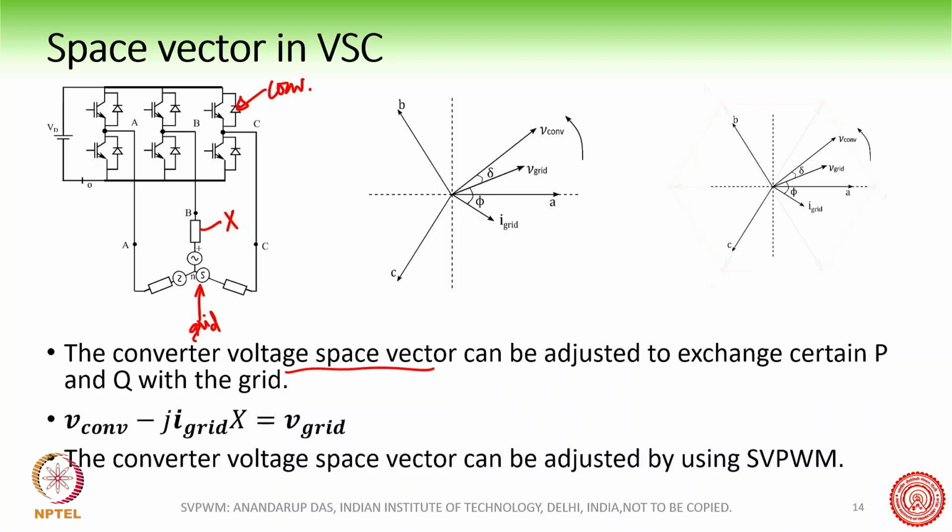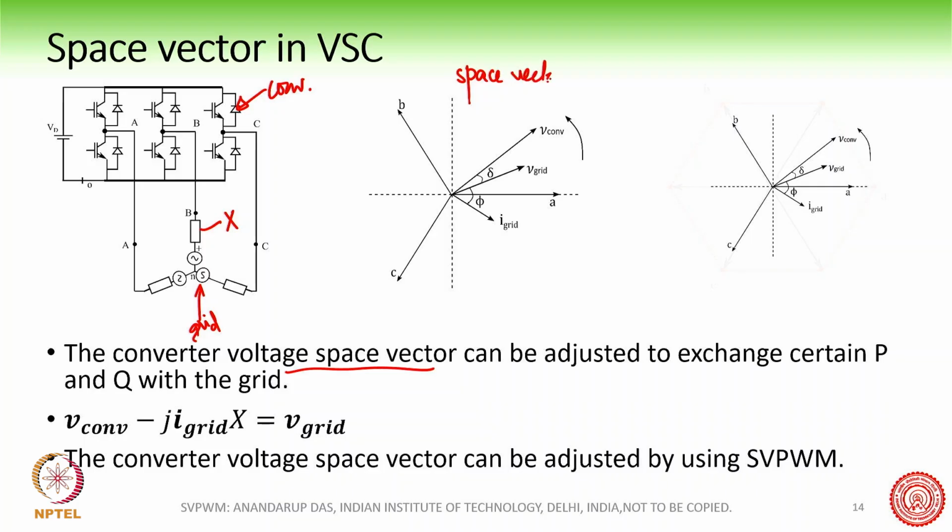Now if you remember, in some of the previous slides we talked about how the phasors can be adjusted, right? In one of the previous classes we said how the phasors are being adjusted so as to exchange a certain P and Q with the grid. Taking a clue from that concept, we can also say that the space vectors, now we are drawing in space vectors. So here you see the space vectors.